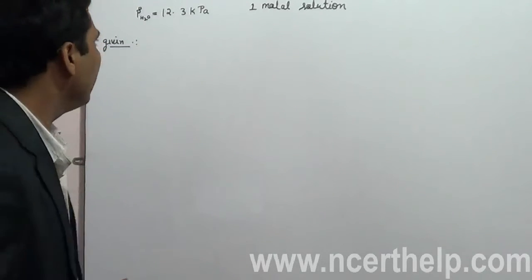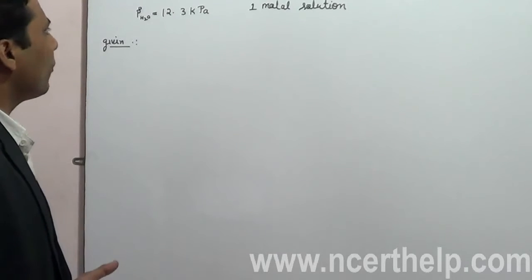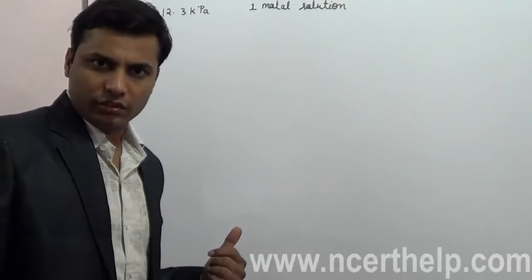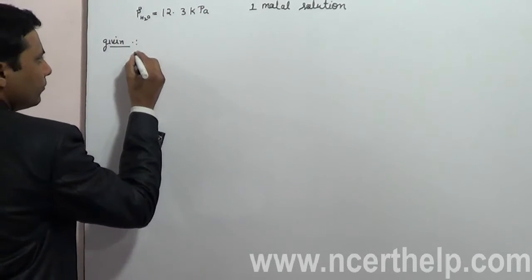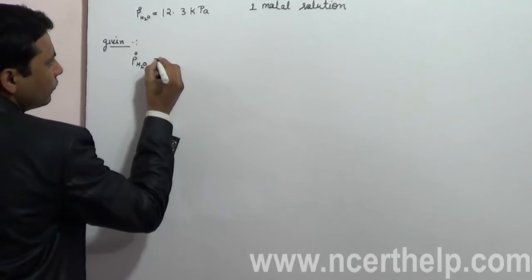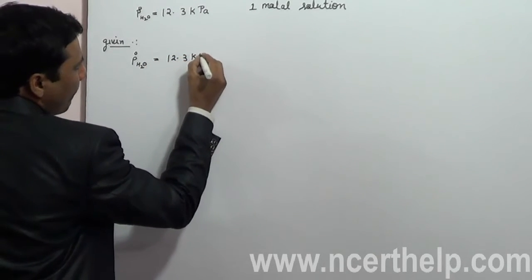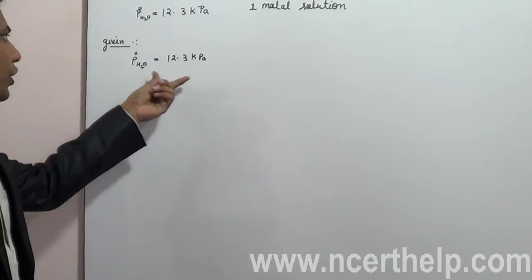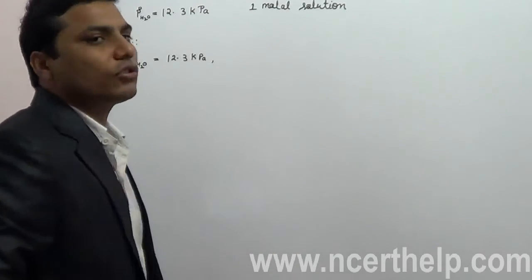Let's solve this problem. In this problem, the pressure of pure H2O is given, which is 12.3 kPa (kilopascal), and it is a 1 molar solution. So find what is given. The pressure of pure H2O is 12.3 kilopascal, and here it is a 1 molar solution.